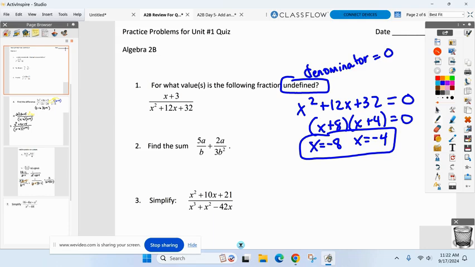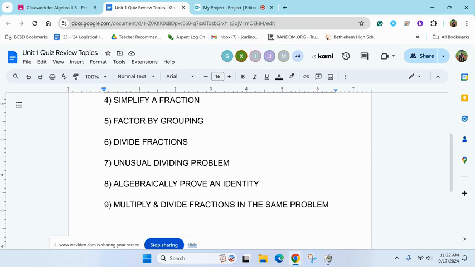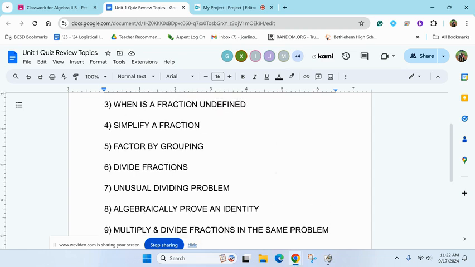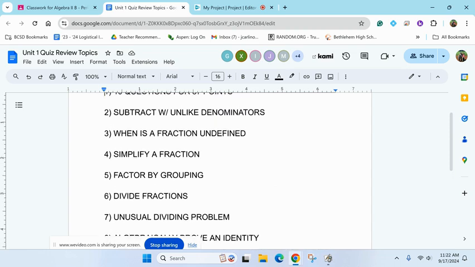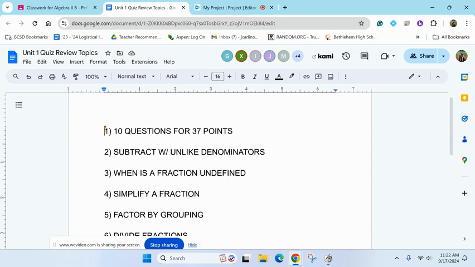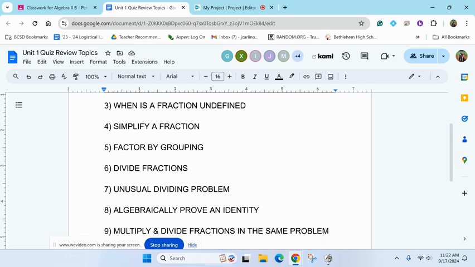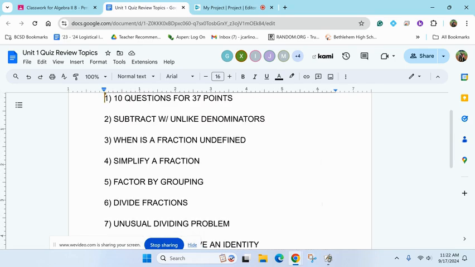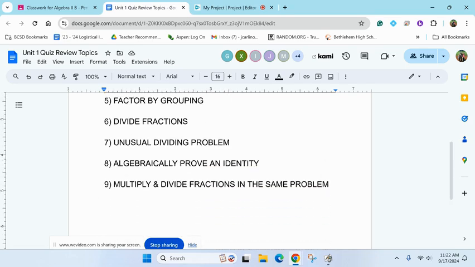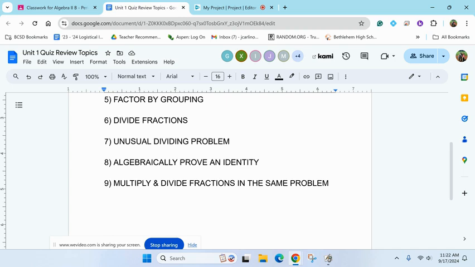Anything else on the topics? Because I'm going to let you work on your own. Anything else on the topics you want to look at? You've got a group tomorrow. We just talked about undefined. 37 points. It's coming strong. Wait, how many problems? 10. According to my calculations, 3.7. Good calculation.